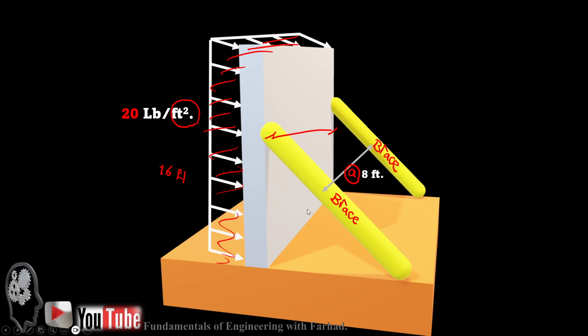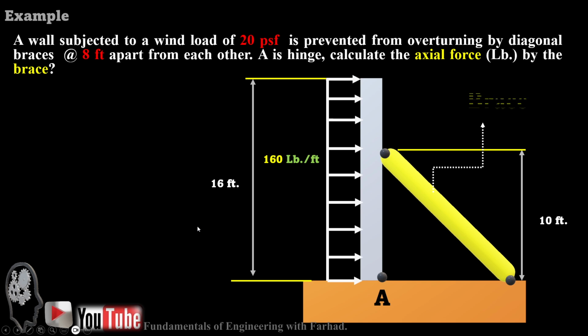And as soon as we have that, we can calculate the load in 1D, like a pound per foot. If you multiply 20 pounds per square foot times the distance between the two braces, 8 feet, you will get the linear force distributed over the unit width of the wall. So that's 160 pounds per foot. Now we can handle the problem in a 2D environment.